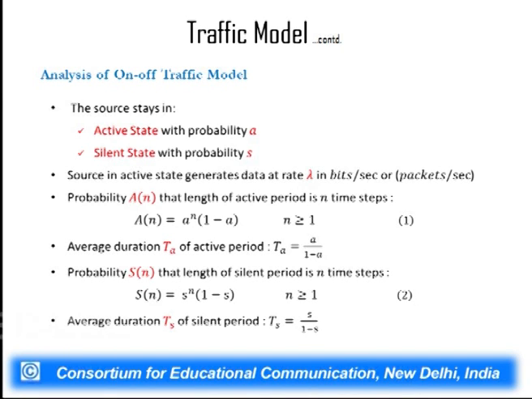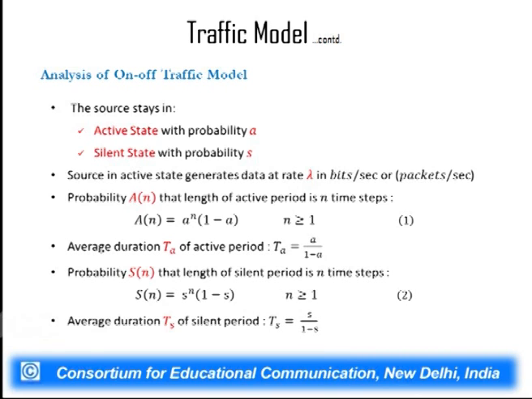Welcome back, viewers. We were doing a study on the traffic model. Now let's analyze its performance. We know that the source, the mobile multimedia device that is about to transmit some packets, we can designate as a source node. A source node has the property to stay either in the active or the silent state with some probability associated with it. The source in the active state generates data at some rate lambda bits per second, or it can be packets per second, depending upon the system characteristics.